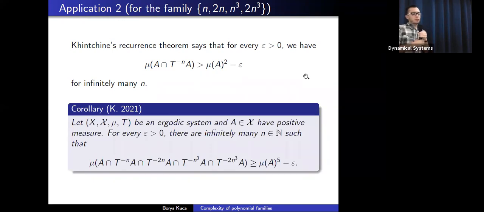And we can extend this to larger intersections. So one can show that, knowing the complexity of this family, for every ergodic system and every measurable set of positive measure, and for every epsilon greater than 0, there are infinitely many natural numbers n such that the following inequality also holds. In fact, not only are there infinitely many natural numbers for which this holds, but also the set of such numbers is syndetic, meaning it has bounded gaps. So it's a very large subset of natural numbers.